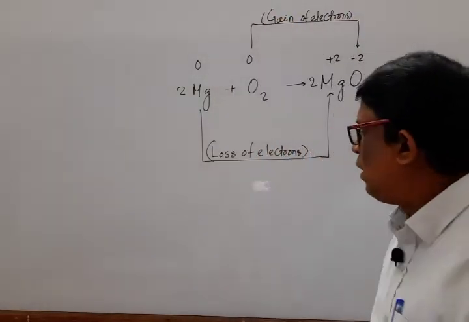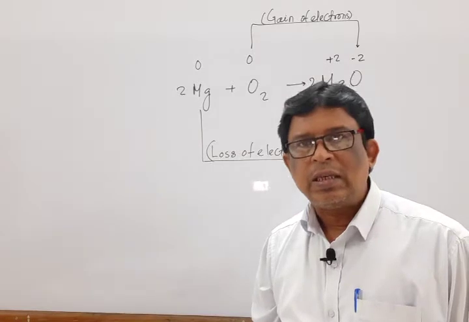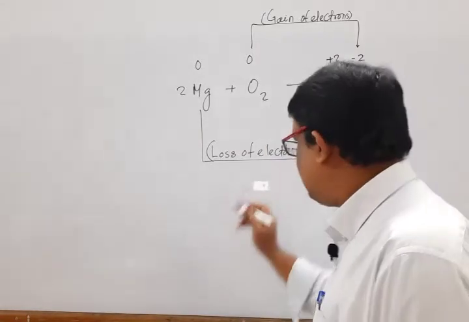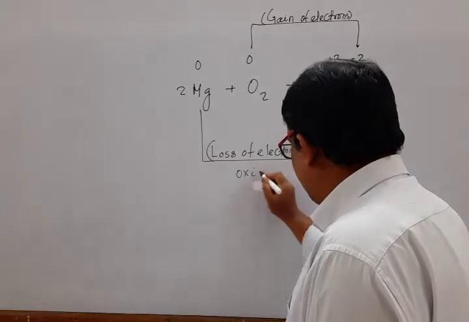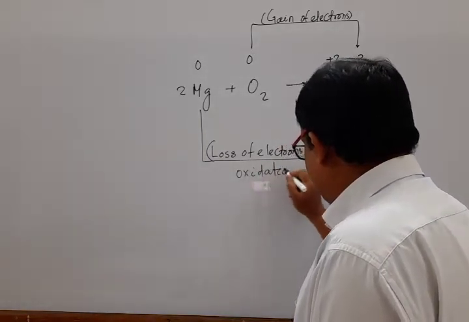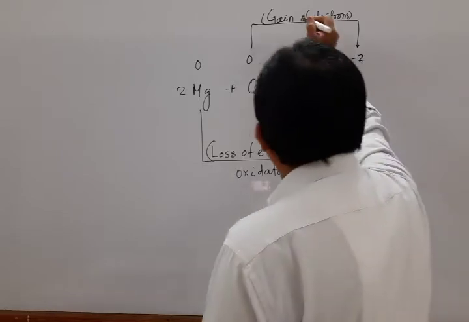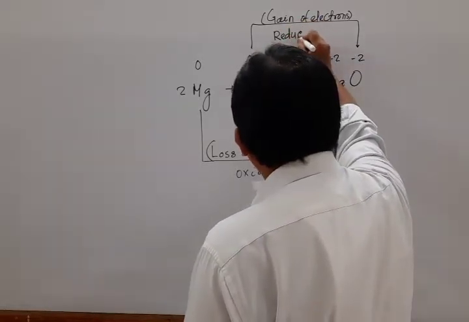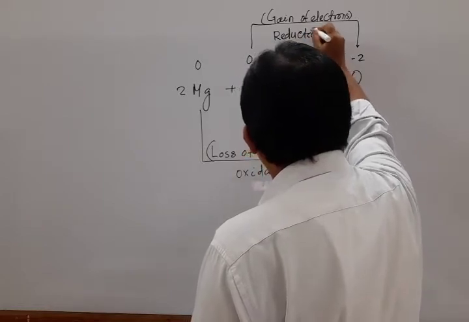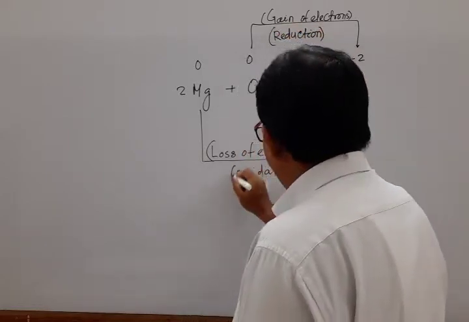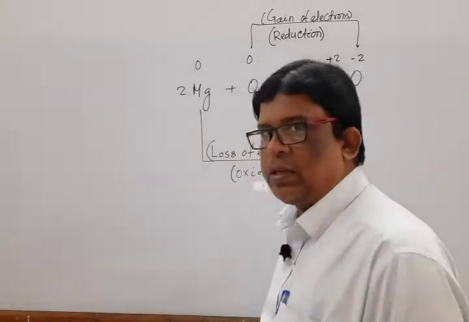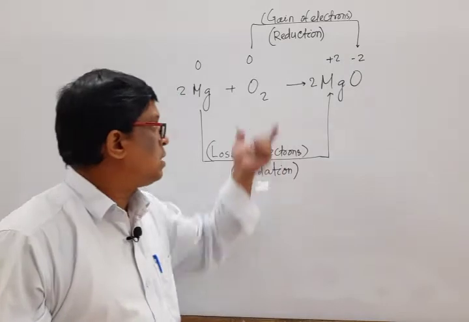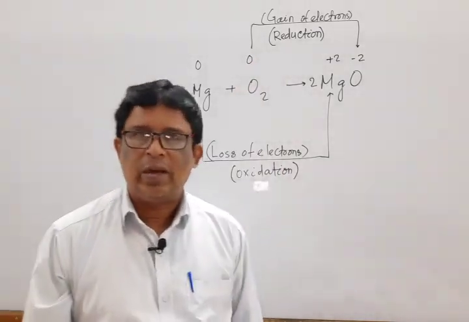Already we covered in class 1 the process in which there is a loss of electron is known as oxidation. So this process is known as oxidation. And there is a gain of electron. This process is known as reduction. Two terms over. What do you mean by oxidation and what do you mean by reduction? Loss of electron is known as oxidation, gain of electron is known as reduction.